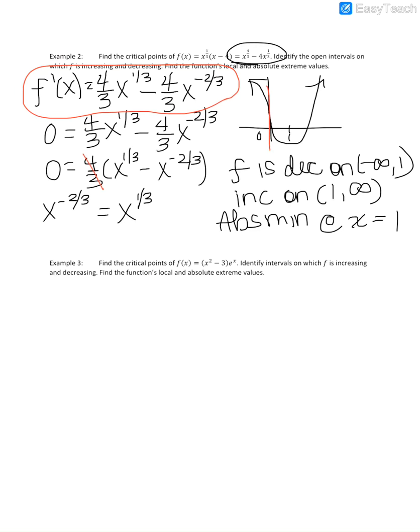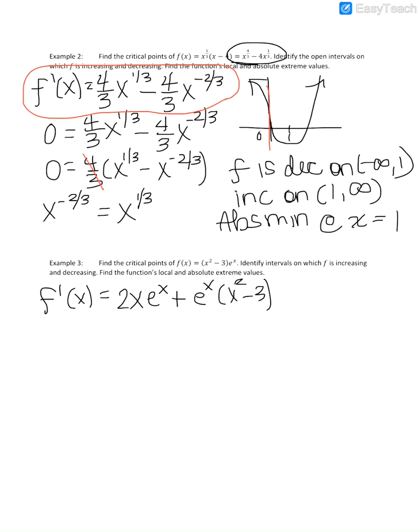Okay, number 3, find the critical points of f of x equal to x squared minus 3 quantity times e to the x. Identify intervals on which f is increasing and decreasing. Find the function's local and absolute extreme values. Okay, so we're going to start again with the derivative. Okay, this one is going to be product rule. So we have derivative of the first times the second plus derivative of the second times the first.